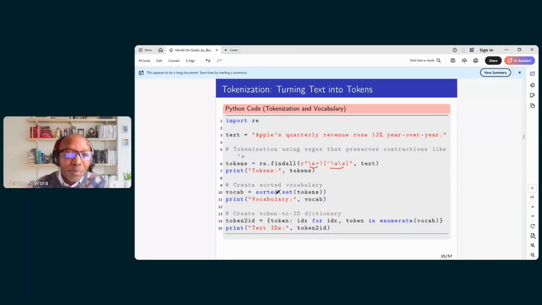And from there, you can sort it and create a dictionary of your library, of your vocabulary that you're going to use for training. Just a simple example. We're going to see much more advanced examples as we go to Python. And then you can obviously change this to tokens. We'll come to the code a little bit later.